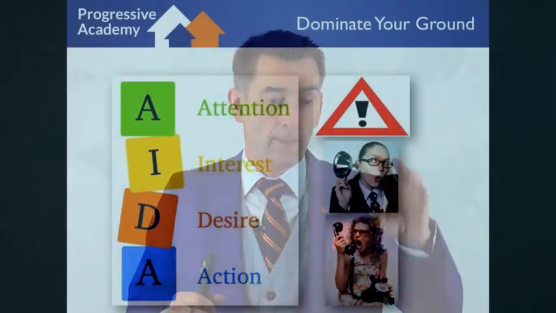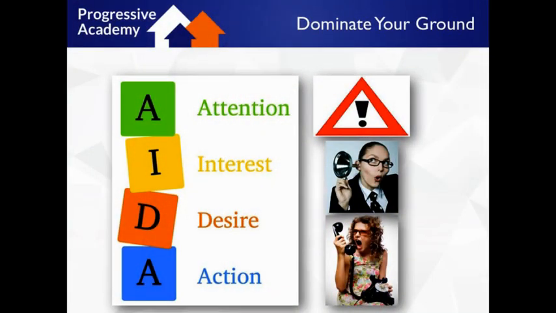So here's the model then. The model, and this is the one to follow, is AIDA. It's been used by marketers across the planet, as I said, for decades. A is attention, I is interest, D is desire, A is action. And I'll go into more detail on each one of them.